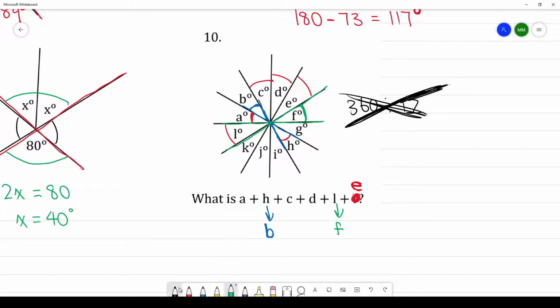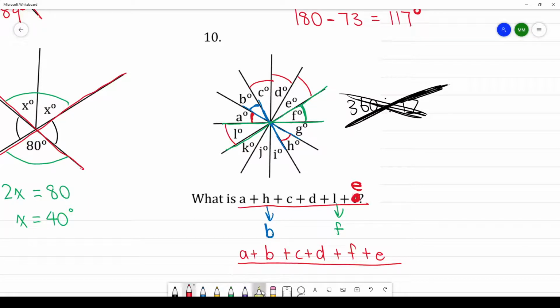At the end, you will have A plus B plus C plus D plus F plus E. This here and this here are exactly equal by vertical angles, because H is exactly equal to B, and L is exactly equal to F. So A plus H is A plus B, same thing, plus C plus D, plus L is plus F, same thing, and then plus E. So now you have A, B, C, D, E, F.